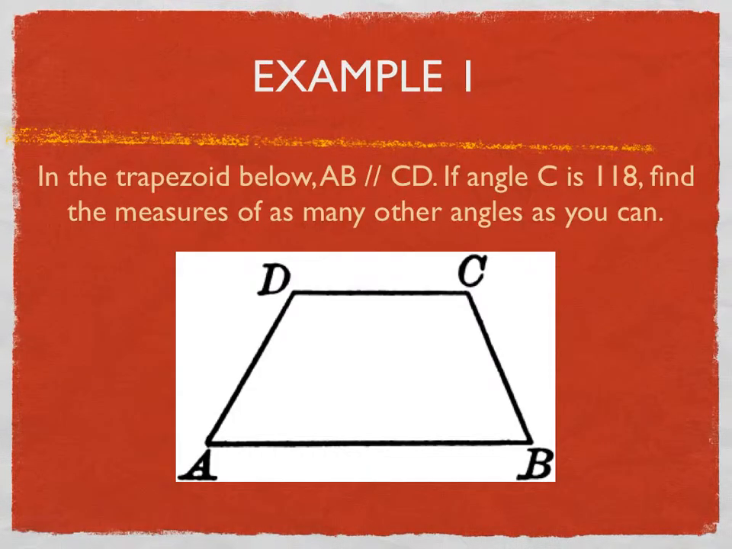So, in the trapezoid below, I know AB is parallel to CD. So I know this is parallel to this. Angle C is 118. So right now I'm just marking what the problem gives me. Find the measures of as many other angles as you can. Caleb, go ahead.